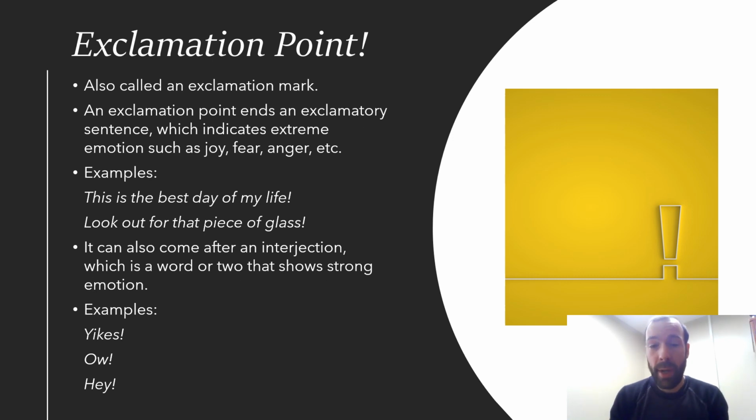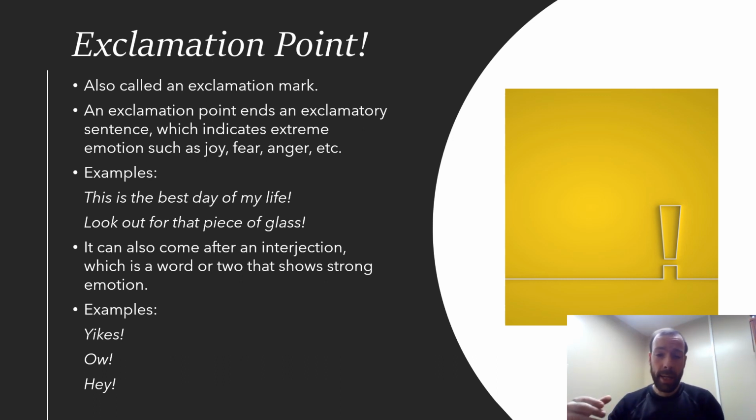The only other type of way that we can end a sentence properly is with an exclamation point, sometimes called an exclamation mark. And this really indicates any kind of strong emotion. It could be any kind of strong emotion, joy, fear, anger, but it's going to be something really strongly felt. This is the best day of my life. Look out for that piece of glass, right? Anything that you would put a little extra emotion into when you're saying it out loud, you're going to put an exclamation point at the end of that sentence.